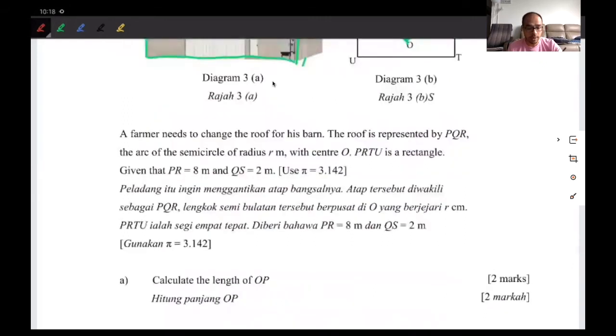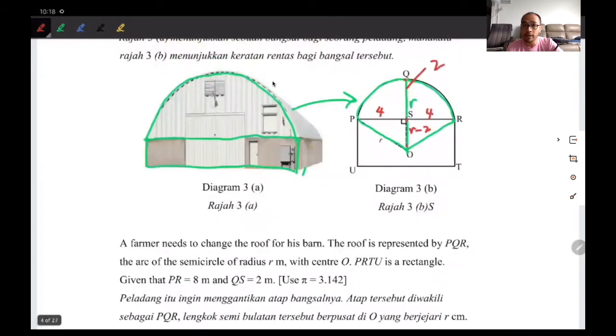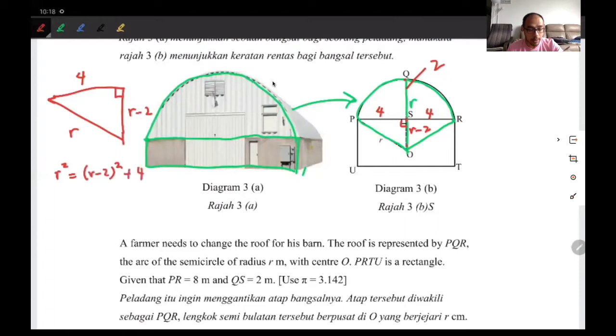So the first question is calculate the length of OP. Find the value of the radius. We are given a right angle triangle here. This is r, this is r minus 2, and this is 4. How can we find the value of r? Obviously, we need to use Pythagoras theorem. So r squared equals r minus 2 squared plus 4 squared.